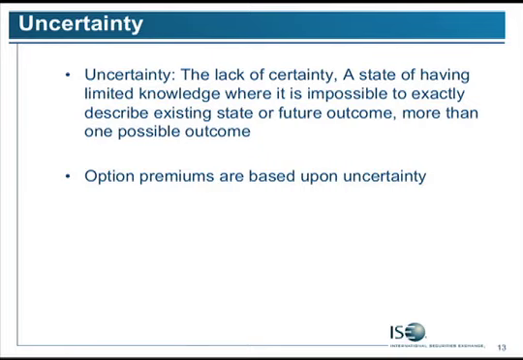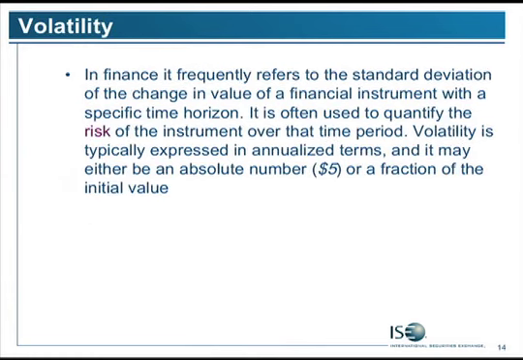So options give you the ability to have limited risk if you're a buyer. Options are based on this uncertainty. So when we talk about volatility, there's lots of ways to talk about it, but normally we express it in annualized terms. It can be expressed in an absolute dollar amount or a fraction, but essentially when I talk about a 10 vol, that means that the exchange rate pair value should move about 10% over 1 year's time.